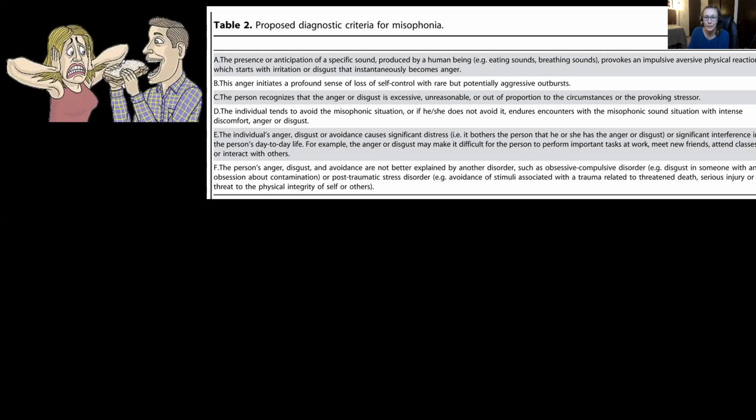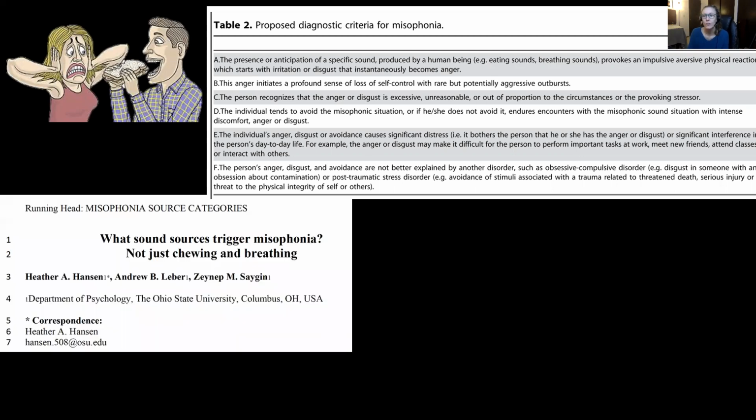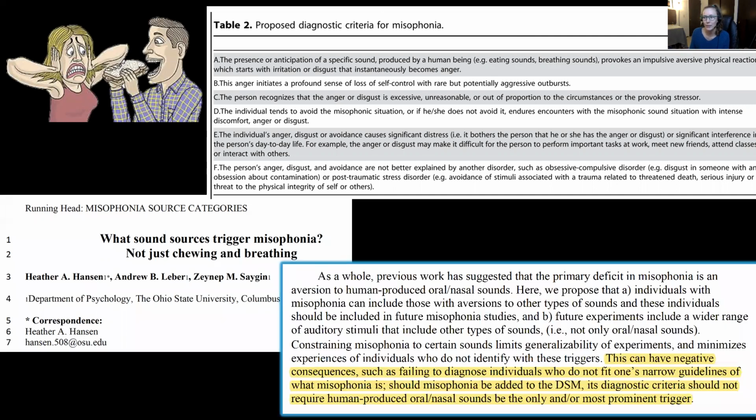I took issue with some of the phrases that they used. So I've done a couple of experiments to try to counteract some of these stipulations, advocating that the sound did not need to be a human sound. It didn't need to be something like eating or breathing. I've since submitted a paper with stipulations about how we should instead diagnose it in the DSM, showing that it could be problematic if you fail to diagnose individuals because of this narrow guideline.